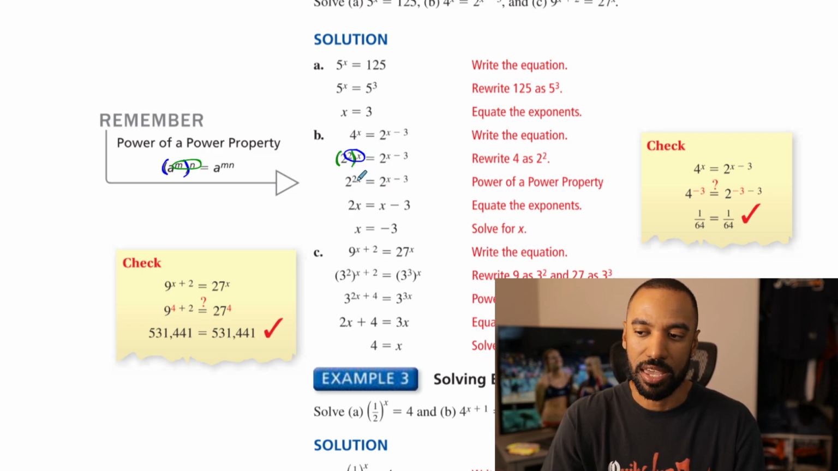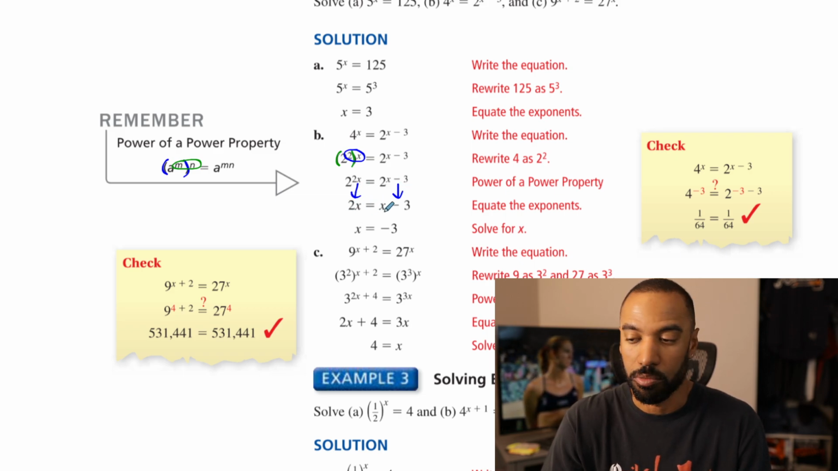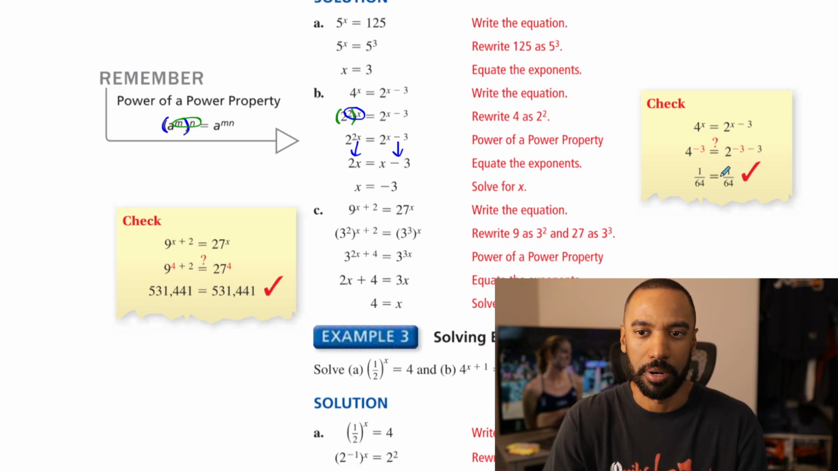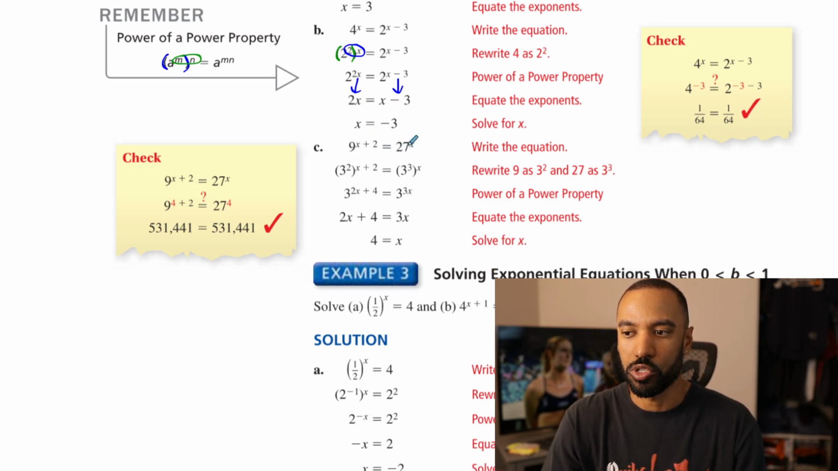Anyway, you match the bases. Now you can set the exponents equal to each other. 2x, boom. X minus 3, boom. Solve for x by subtracting x from both sides. I'm not doing any double checks right here. They are, but I'm not doing any double checks for you personally. 9 to the x plus 2 equals 27 to the x power.